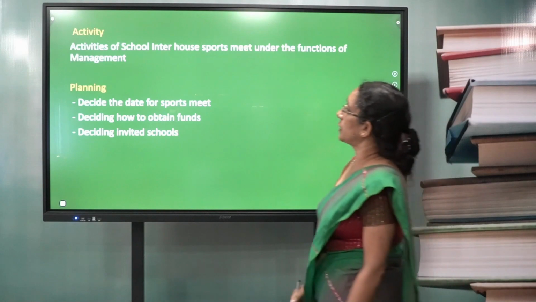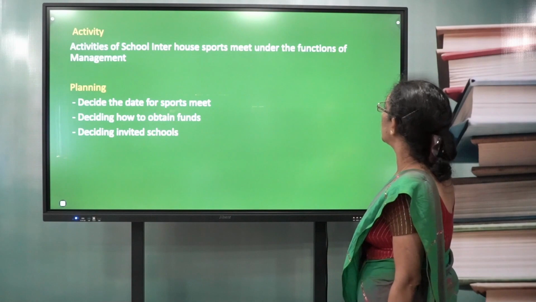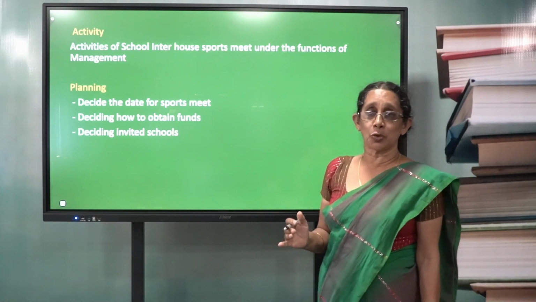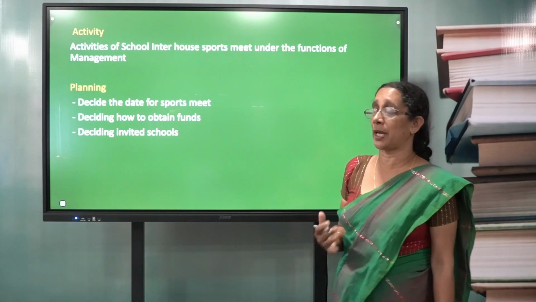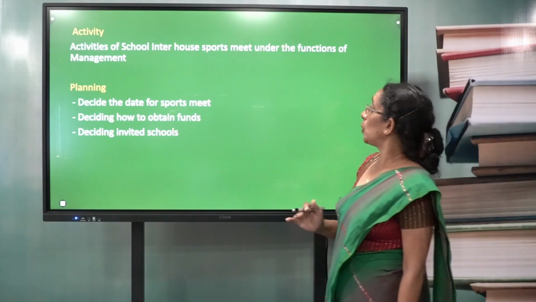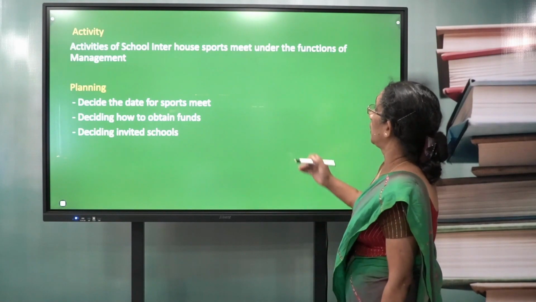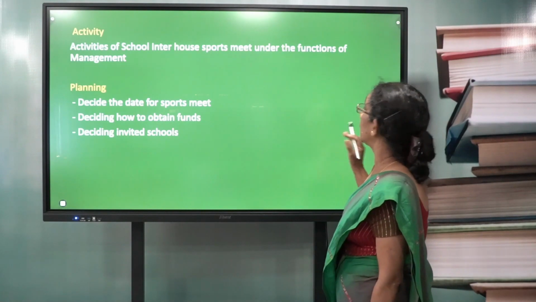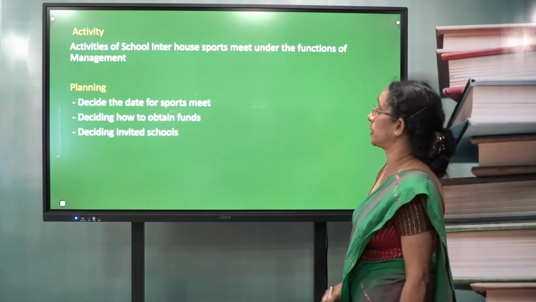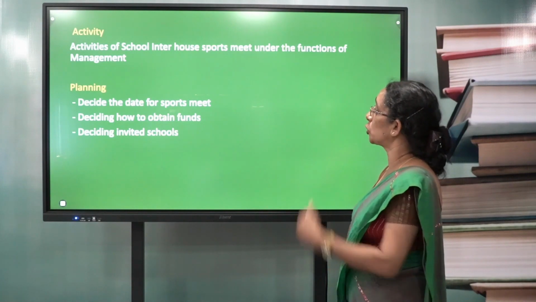This is the activity: activities of a school inter-house sports meet under the functions of management. I think you are familiar with this activity, that's why I have taken this one. Now you have to prepare the various activities under the functions of management. Now you know the functions of management: planning, organizing, leading and controlling.